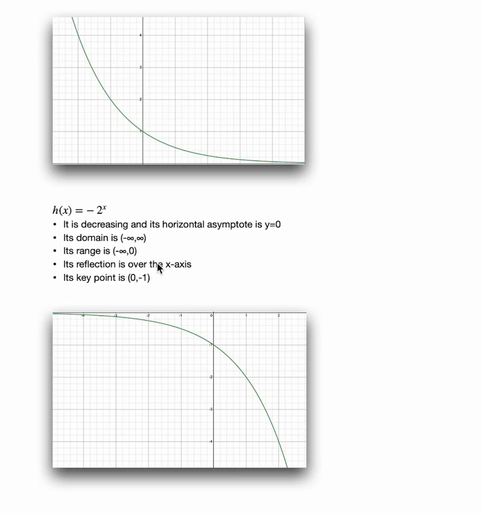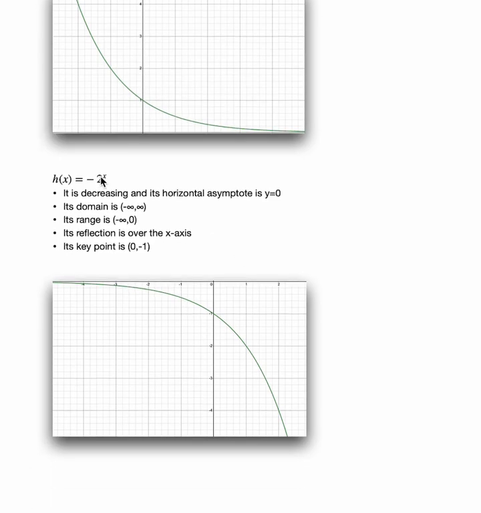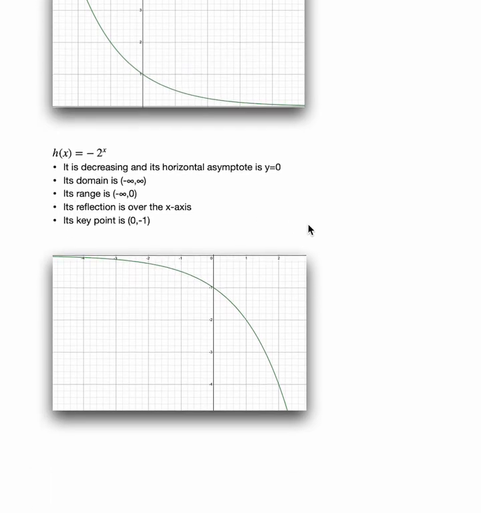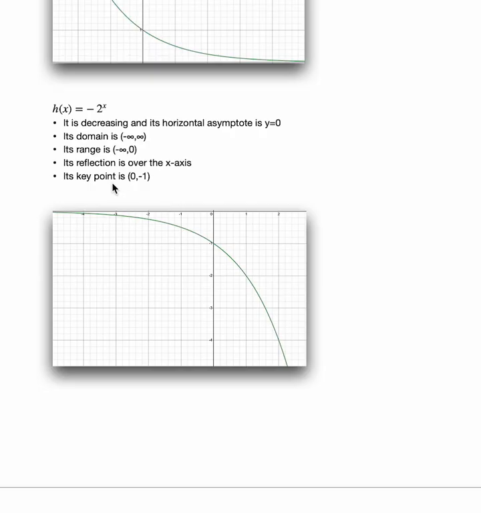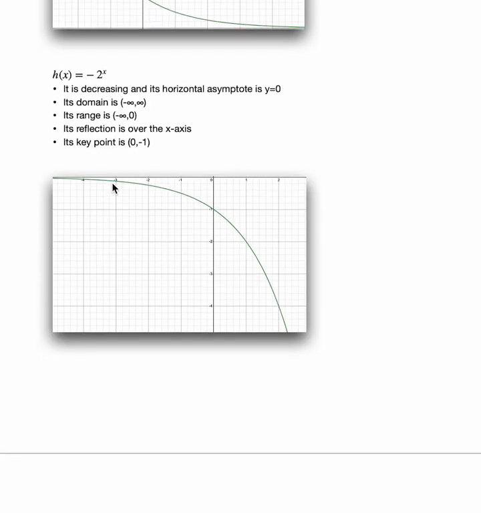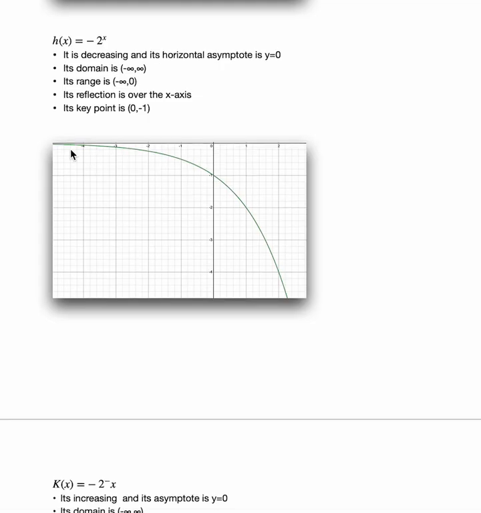Okay, next we have h of x equals -2^x. It is decreasing, and its horizontal asymptote is y equals 0. Its domain is negative infinity to infinity. Its range is negative infinity to 0. Its reflection is over the x-axis, and its key point is (0, -1). So for this one, the main similarity is it pretty much has the same path, but just flipped upside down.